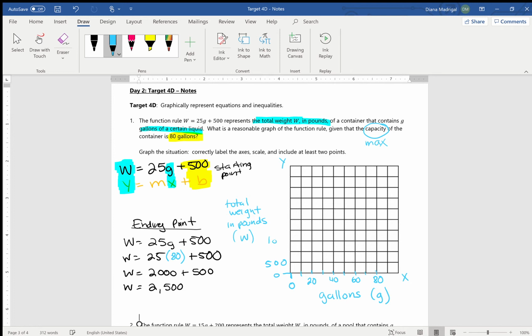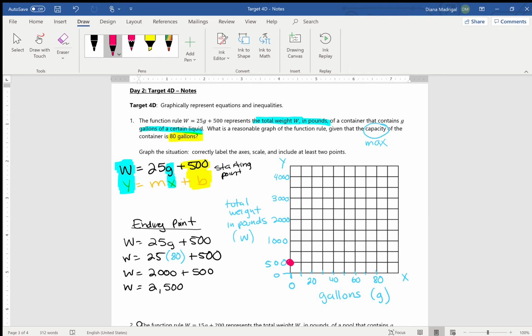And then that means this is going to be 1,000, 1,500, 2,000, 2,500, and 3,000, 3,500, and 4,000. And remember, our max was 2,500. That's going to be the ending point. So there you are. You already have information for both points. The starting point is 500, so this is the first point, the starting point.